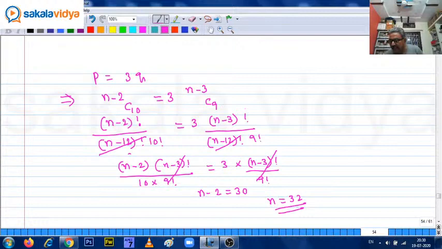Including and excluding, we need to subtract. Excluding means we subtract from the total. Including means we subtract both from the total and from the required number of selections. That you must remember. Excluding means we only subtract from the total objects or things.